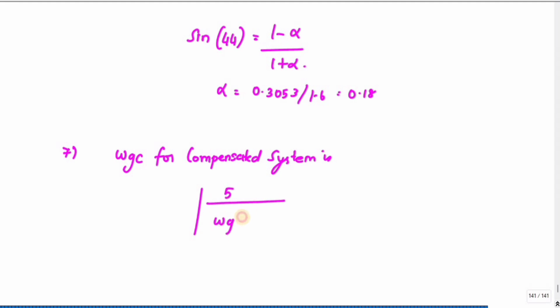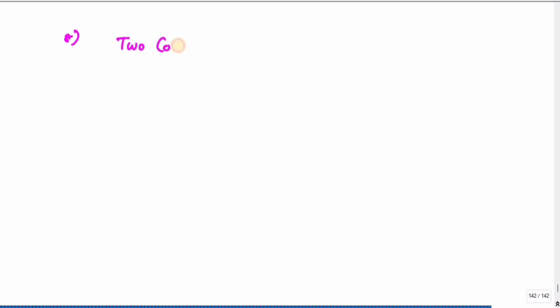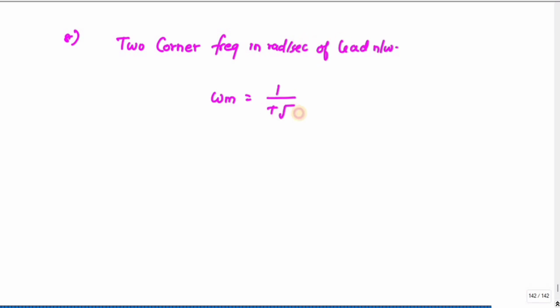So the next one is to find the value of ωgc for the compensated system. Okay. So 5 / (ωgc √(ωgc² + 1)) into (1/α)² is equal to 1. So if we substitute the α² value, I can find the value of ωgc, right? So here the ωgc value is 9.98. So next one is the two corner frequencies in radians per second of the lead network.